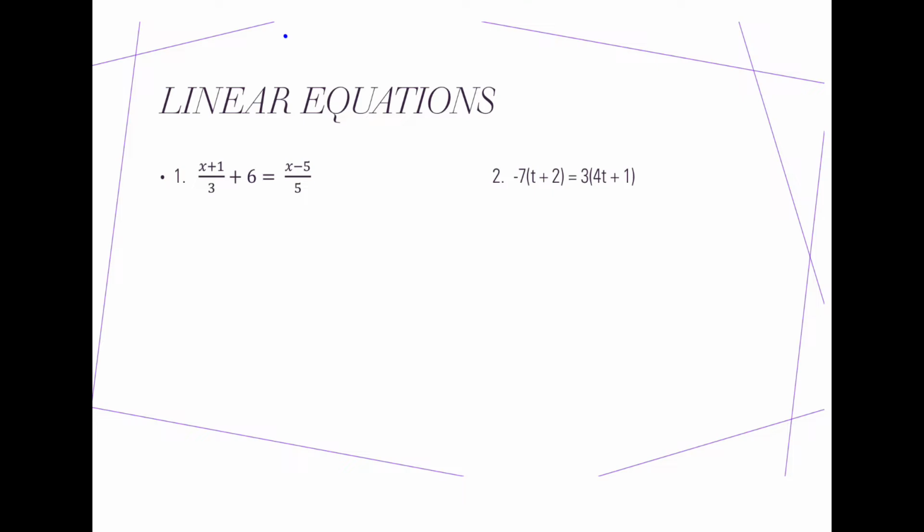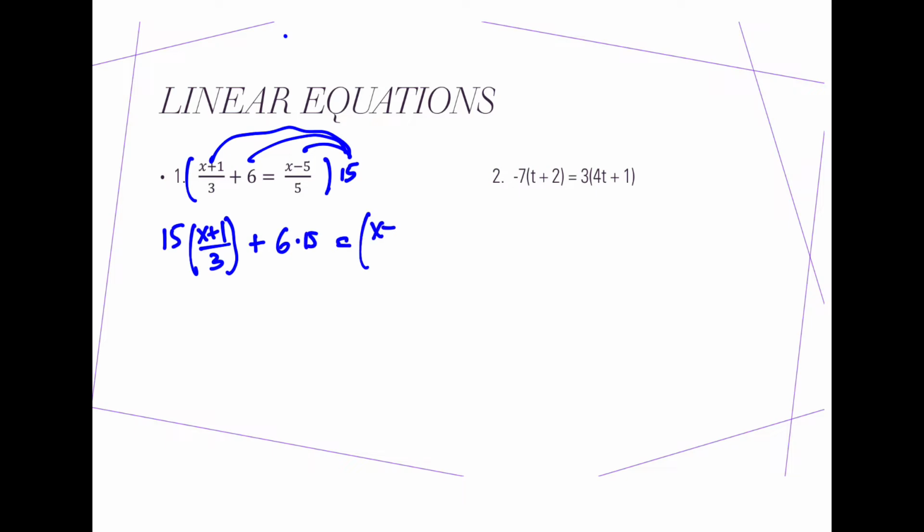In this case, 3 doesn't go into 5. 5 times 2 is 10. 3 doesn't go into 10. 5 times 3 then is my lowest common multiple that they will both multiply into. So we're going to multiply both sides here by 15. Making sure to take it to each part here, each term is separated by pluses and minuses and equals. So I have 15 times x plus 1 over 3, plus 6 times 15, and then x minus 5 over 5 times 15.